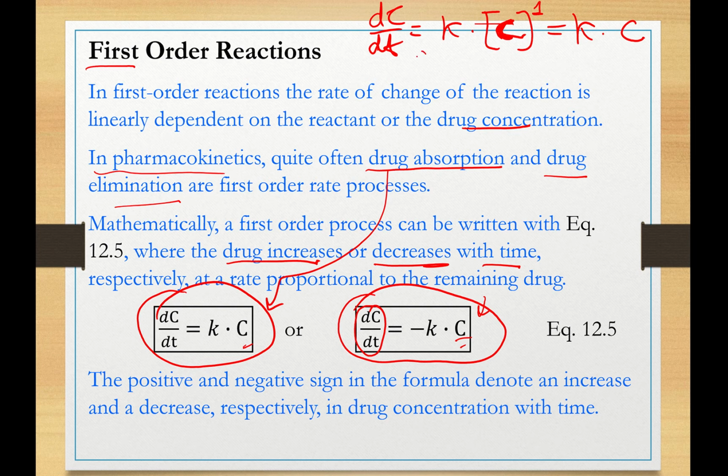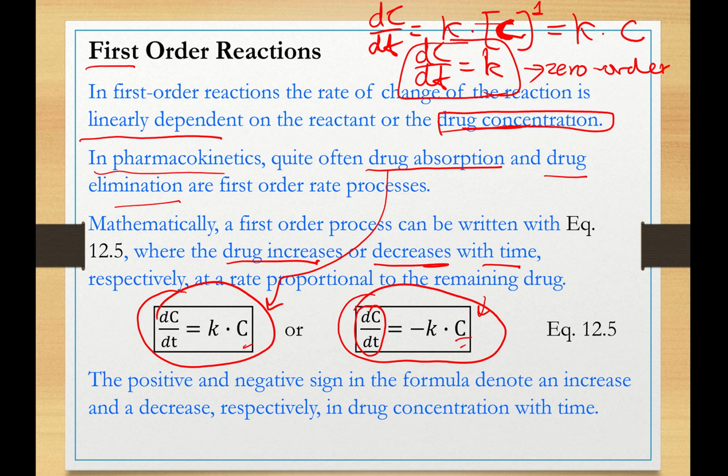Recall that in a zero order reaction or in a zero order process, dC/dt was equal to K independent of drug concentration. So this is the zero order. Now, unlike the zero order, in first order reactions, the rate of change of the reaction is linearly dependent on the drug concentration. That is, and please pay attention to that, when the drug concentration is high, the rate of change is high as well, okay? When the drug concentration is low, the rate of change of the drug concentration with time is going to be low as well. This is very, very important.